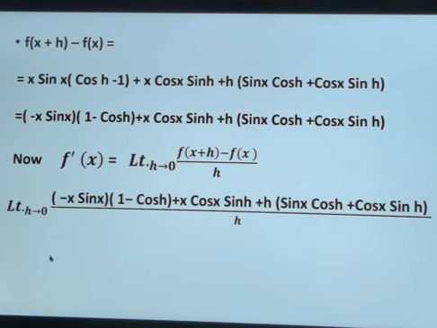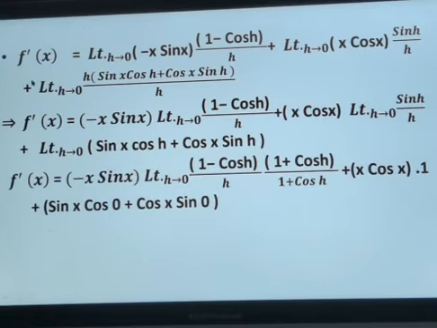Now separate the terms. So we get f'(x) is equal to limit h tends to 0 of (−x sin x) into (1 − cos h) over h, plus limit h tends to 0 of x cos x into sin h over h, plus limit h tends to 0 of h (sin x cos h + cos x sin h) over h.